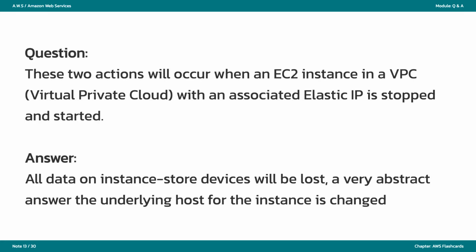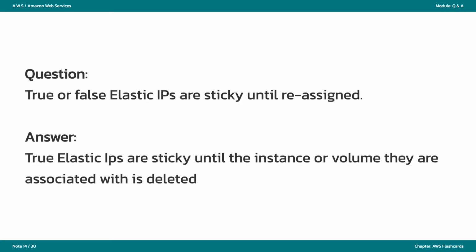Question: These two actions will occur when an EC2 instance in a VPC, virtual private cloud, with an associated elastic IP is stopped and started. Answer: All data on instance store devices will be lost. A very abstract answer: The underlying host for the instance is changed. Question: True or false: elastic IPs are sticky until reassigned. Answer: True. Elastic IPs are sticky until the instance or volume they are associated with is deleted.